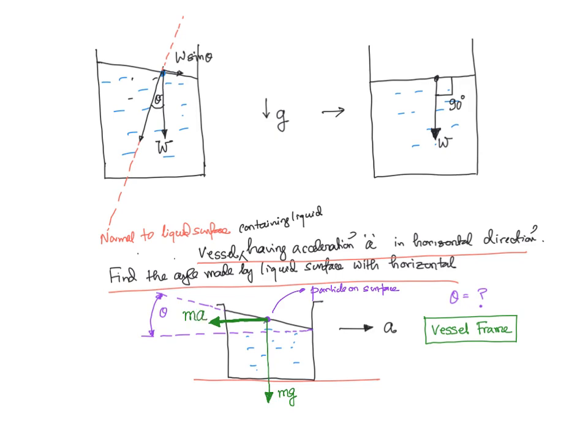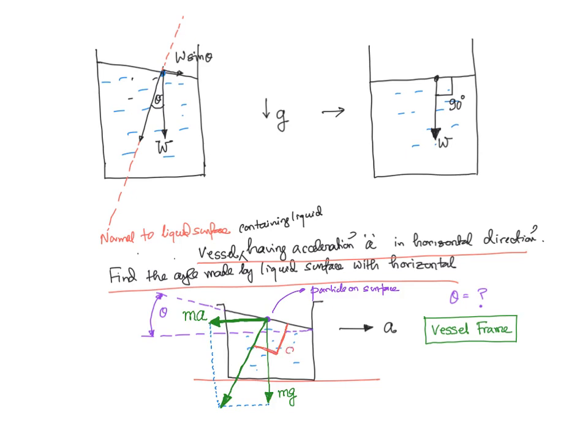And the net force is the resultant of the two. So this is the net force, a vector sum of mg and ma. Remember, we are working from the frame of the vessel, and the liquid surface will be such that it will be perpendicular to the net force.